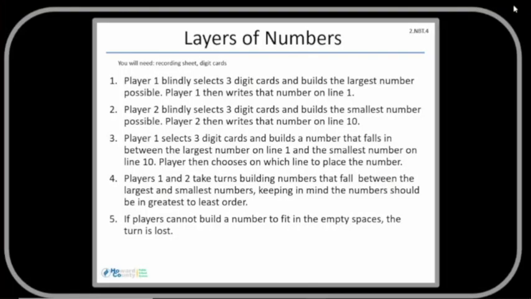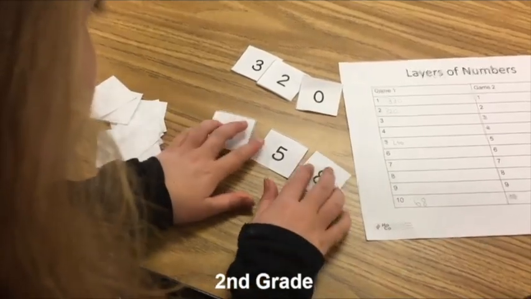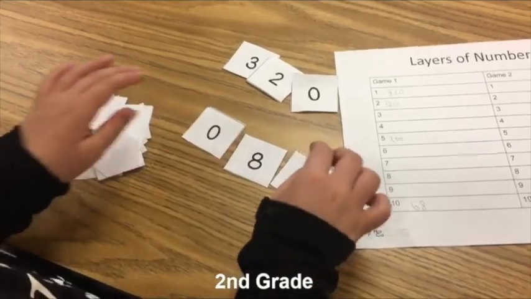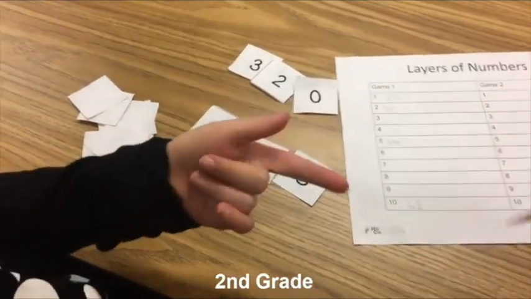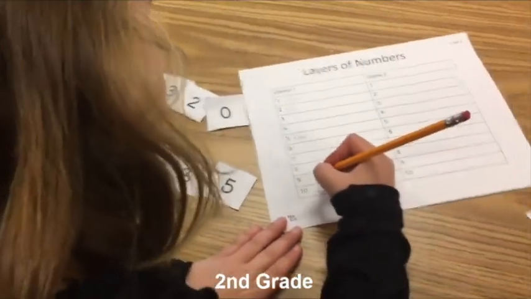Me. The Layers of Numbers activity adds additional challenge as students strive to create numbers that fall within a certain range. The initial numbers in this next clip were 330 and 68, so all of the subsequent numbers had to be placed within that range. Will that number go anywhere in between? Where could you put 85? I could put it right above 68. Okay, so it's close to 68.